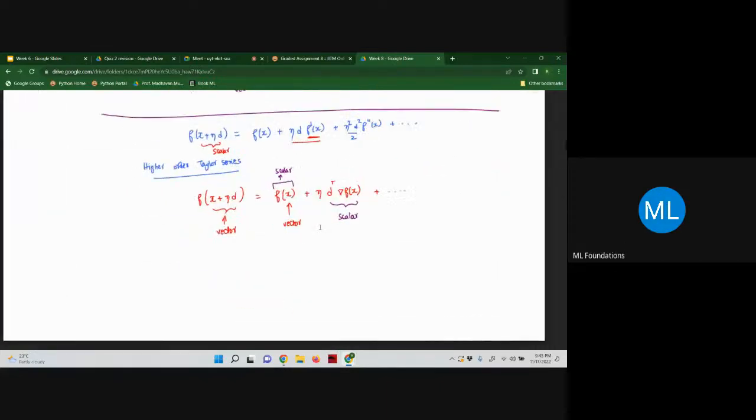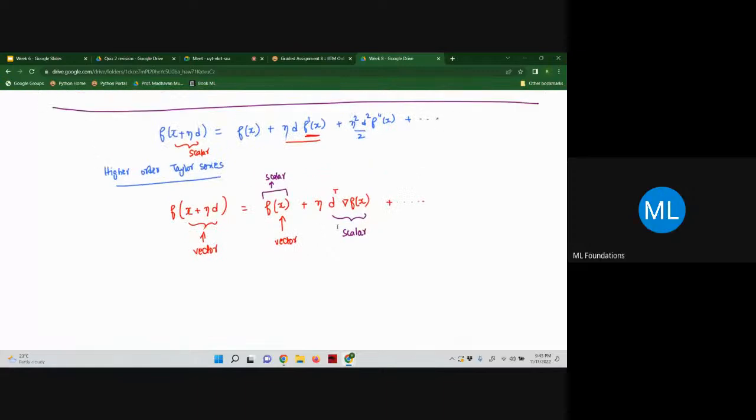You're talking about here, is it? Yes. See, here it doesn't matter what the dimension of the vector is. This basically means we just went up to the single derivative only, a single gradient only. We did not look at the second order derivative. So this d transpose gradient f of x, this d can be three dimensions, that is, it can be x1, x2, x3.